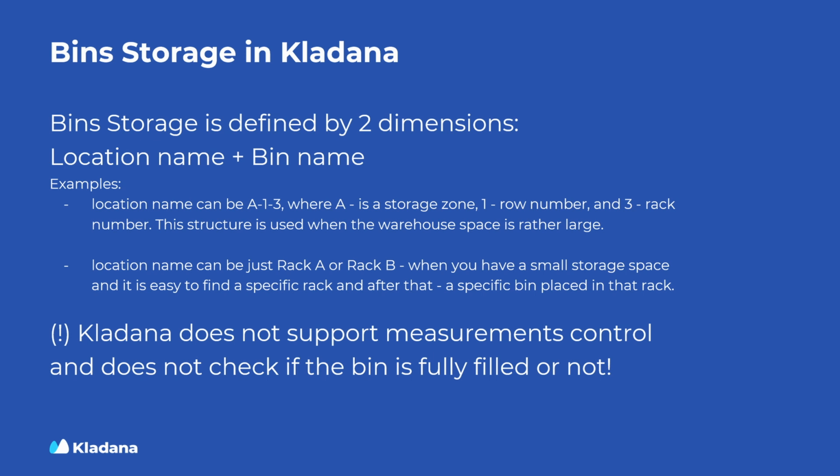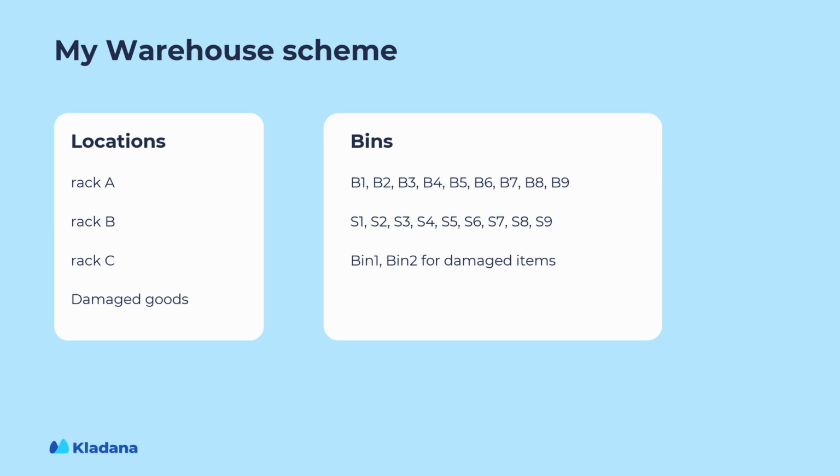Locations are not portable. For example, your location name can be A-1-3, where A is a storage zone, 1 is a row number, and 3 can be a rack number. This structure is used when the warehouse space is rather large, and your location name can be just rack A or rack B when you have a small storage space and it is easy to find a specific rack, and after that, a specific bin placed in that rack. Also, pay attention please, that Kladana does not support measurements control and does not check if the bin is fully filled or not. Let's look at an example.